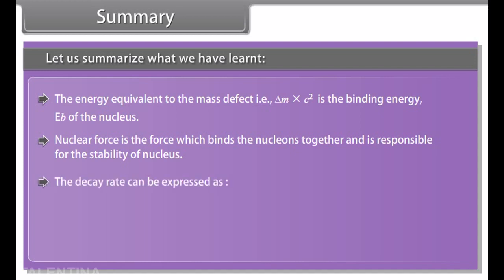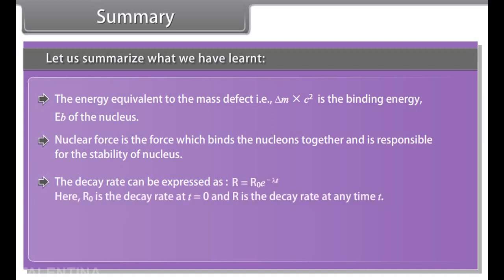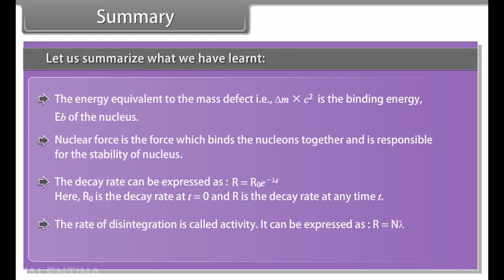The decay rate can be expressed as R = R0 e^(-λt). Here, R0 is the decay rate at t is equal to 0, and R is the decay rate at any time t. The rate of disintegration is called activity. It can be expressed as shown, the SI unit for activity is becquerel.